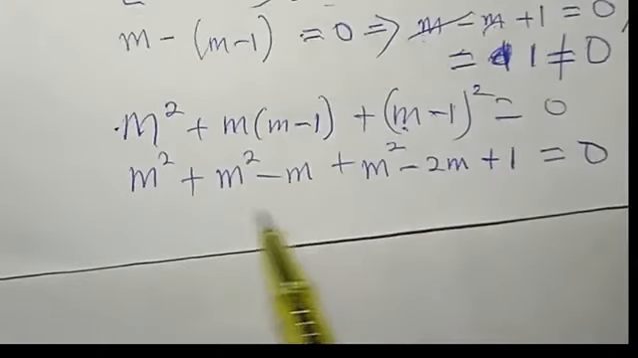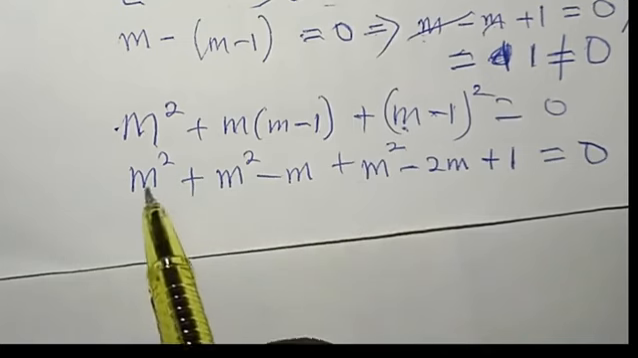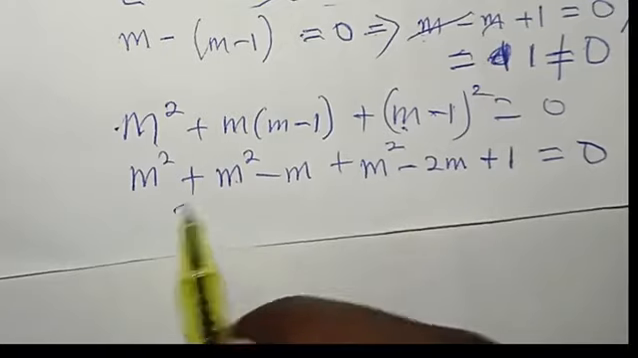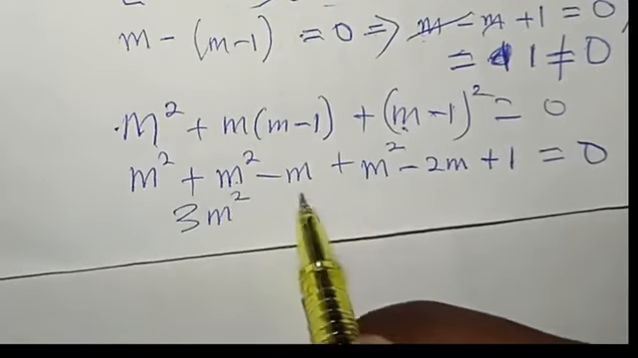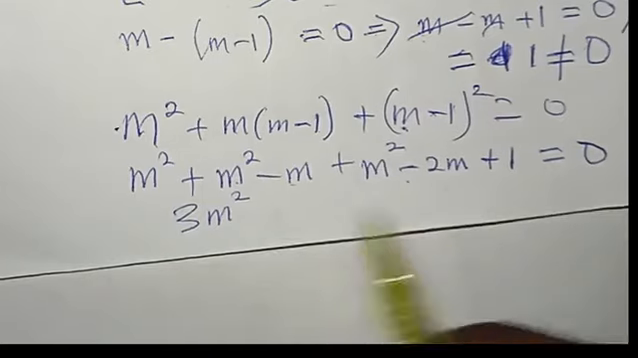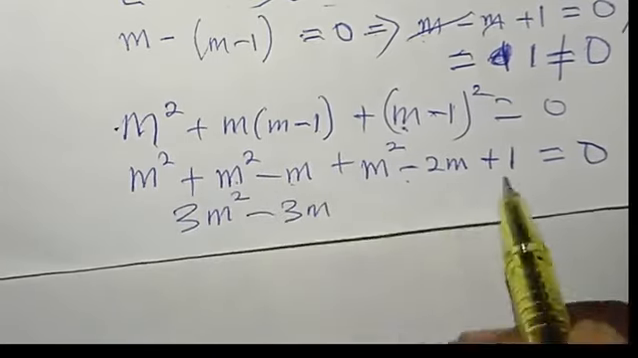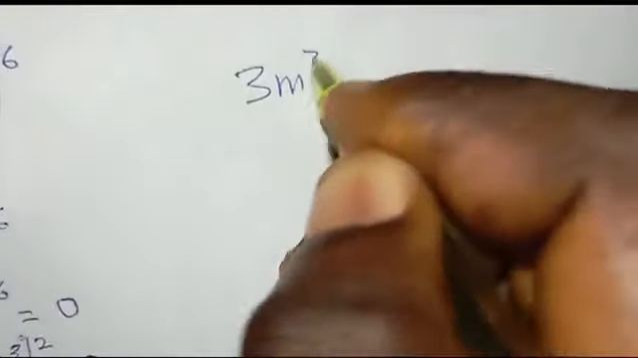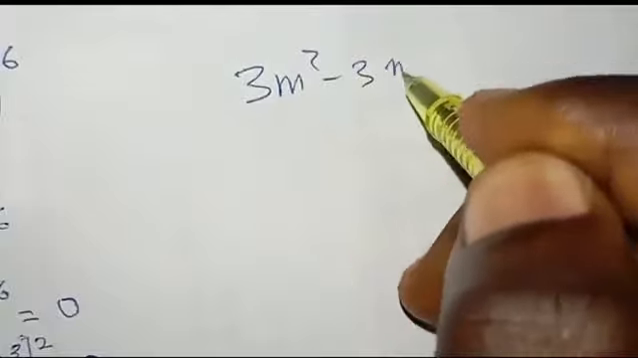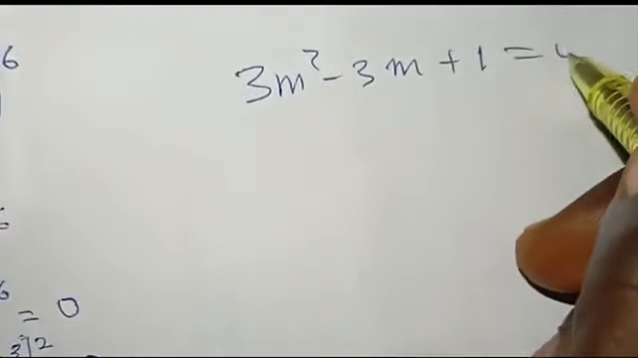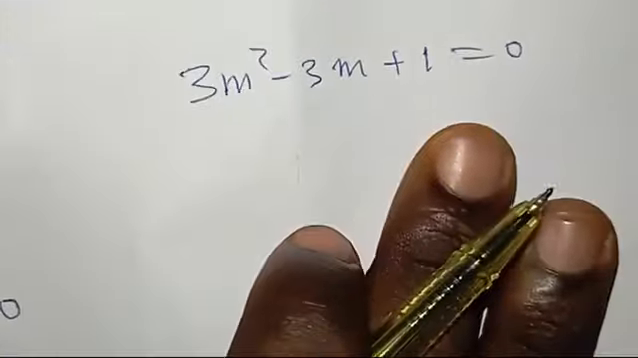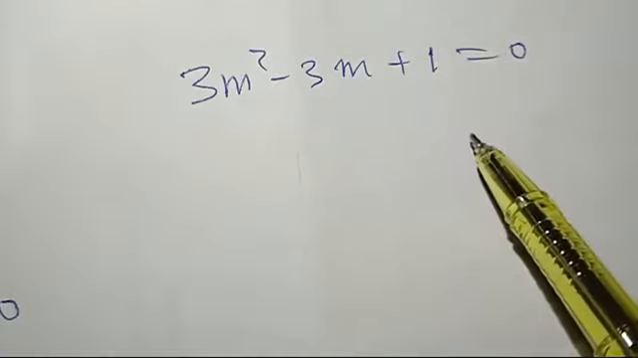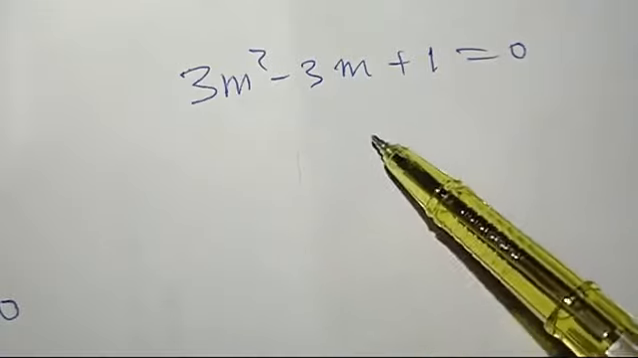So clearly you can see here that we can sum all of this. So m plus m is 2m, plus this m we have 3m squared, minus m minus 2m will give us minus 3m, and then plus 1 here is equal to 0. So we have 3m squared minus 3m plus 1 is equal to 0. So clearly you can see that this is a quadratic equation. We can just go ahead to solve, and you can clearly see that it is not factorizable.